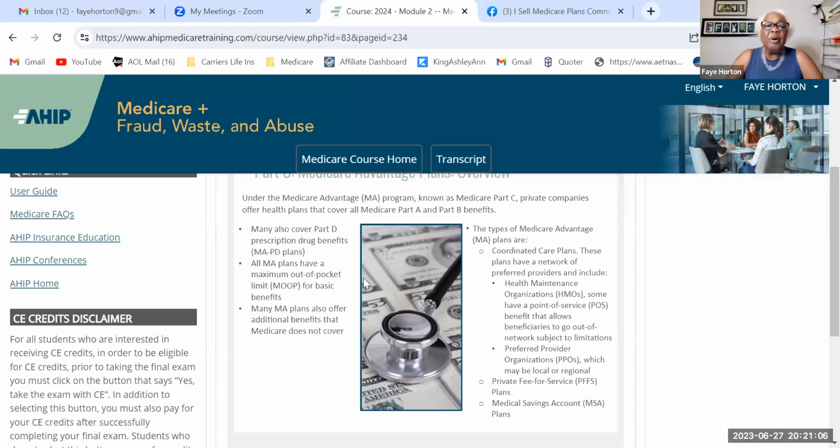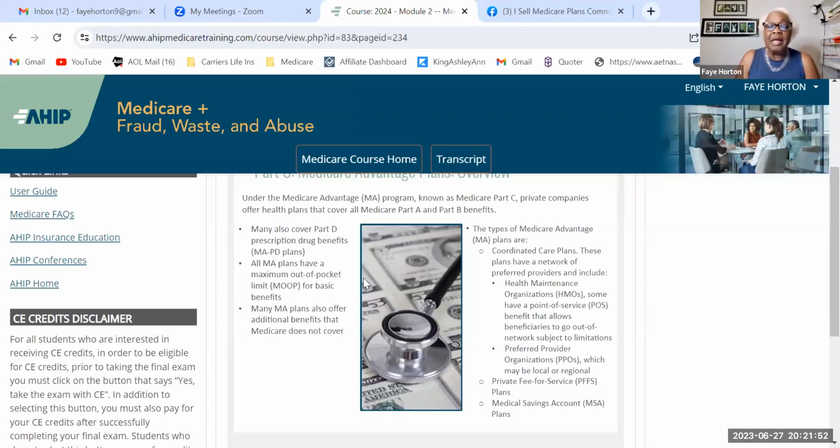Many also cover Part D prescription drug plans. So most of the Medicare Advantage plans that you're going to sell are going to be MAPD plans, not just MA. All Medicare Advantage plans have a maximum out-of-pocket limit for basic benefits. The medical maximum out-of-pocket is just that. It's a medical maximum. It does not include the out-of-pocket costs for prescription drugs, and it's only for covered medical expenses. But every plan has a MOOP, a maximum out-of-pocket.